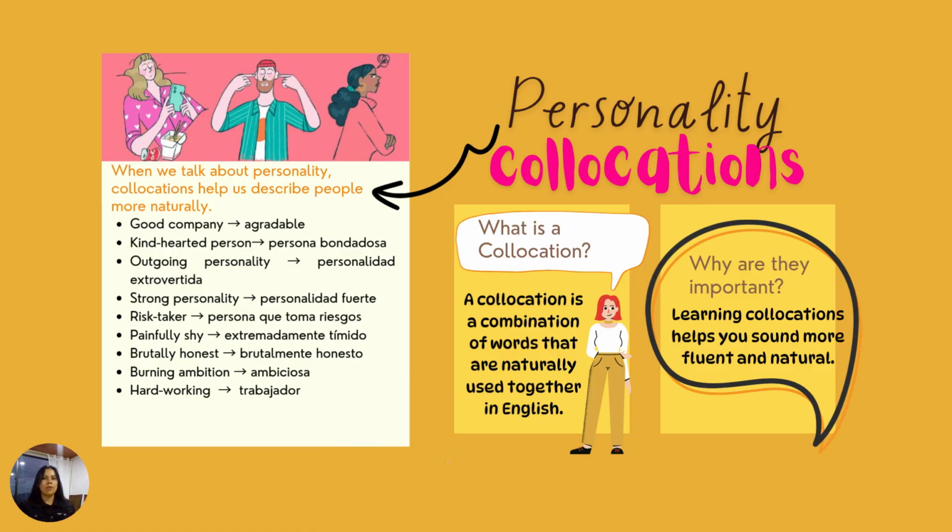Now, let's move to the second topic, personality collocations. A collocation is a combination of words that are naturally used together in English. When we talk about personality, collocations help describe people more naturally. For example, good company, kind-hearted person, outgoing personality, and strong personality.